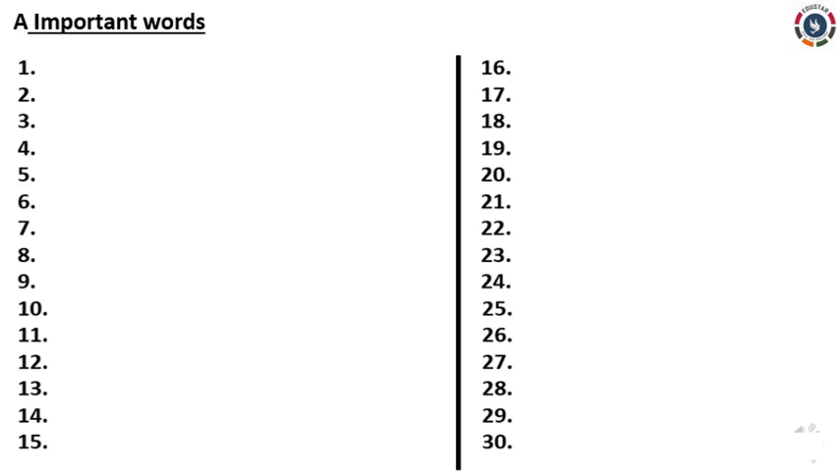Write part A, important words. Find 30 words from lesson 4, Rings of the Earth, and lesson 5, Continents and Oceans. Write those words on A4 sheet as shown to you. Don't forget to use A4 sheet to write the worksheet.